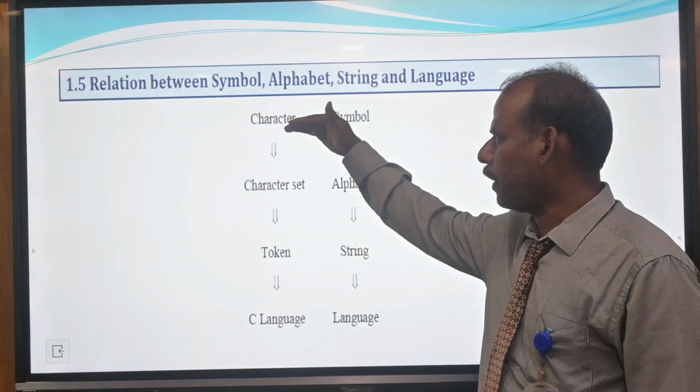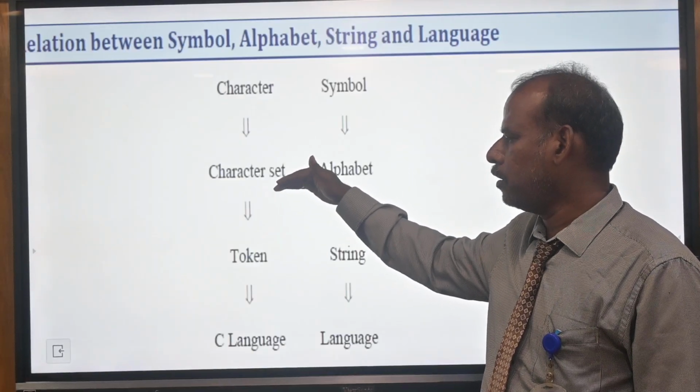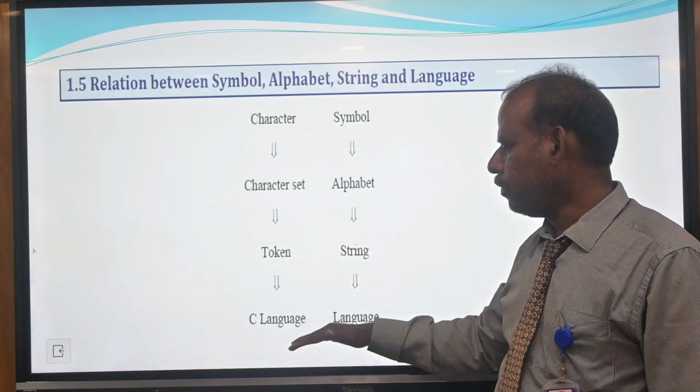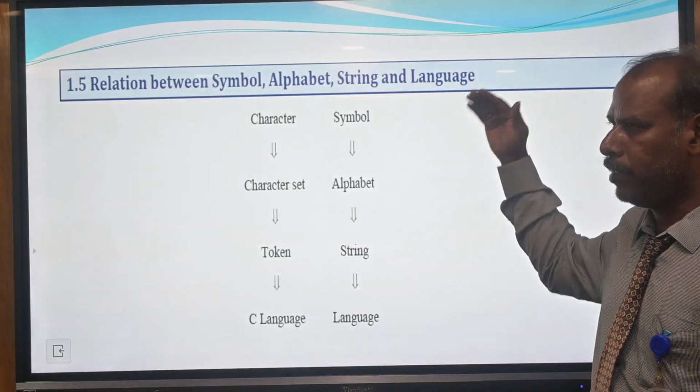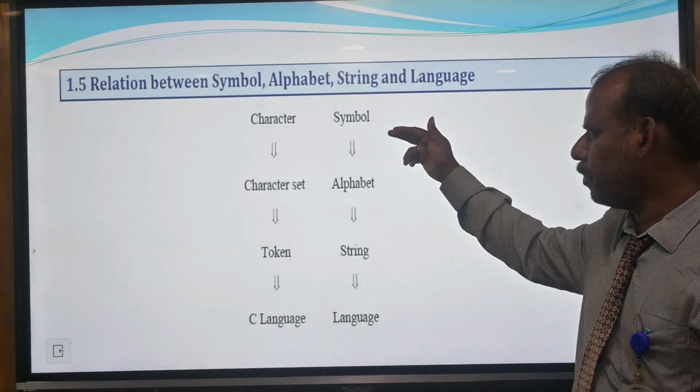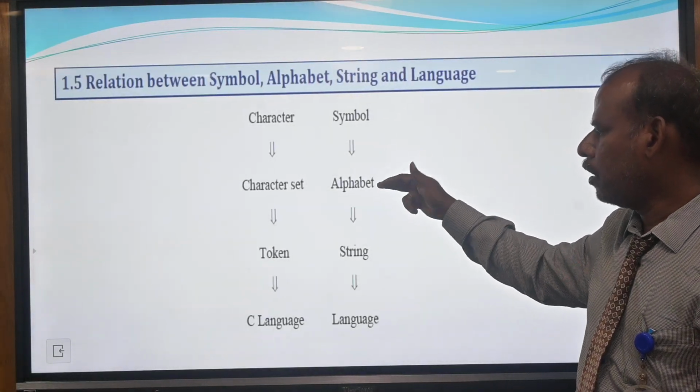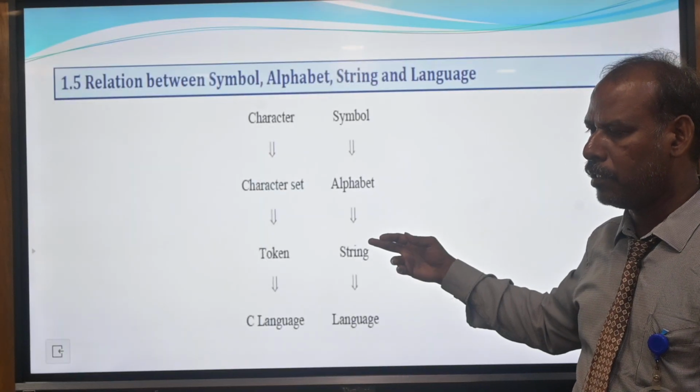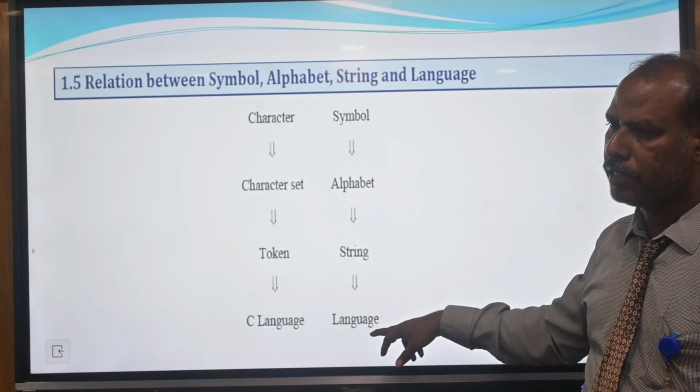One by one, a group of characters from the character set becomes tokens, and that becomes the language. Like that, in English grammar, the symbols are nothing but alphabets. More than one alphabet makes a string, and that is the formation of a language.